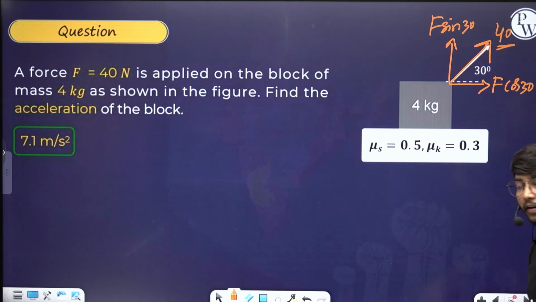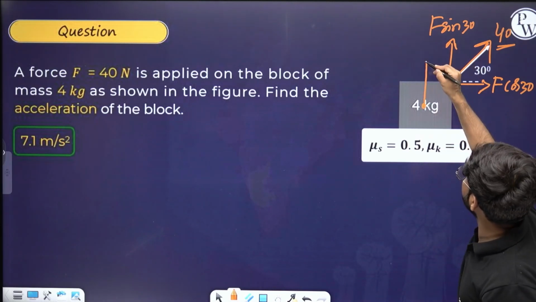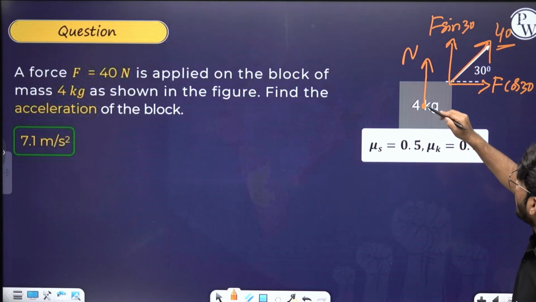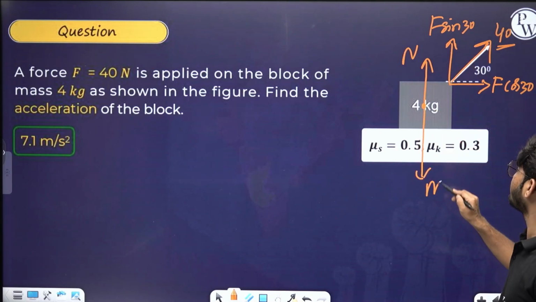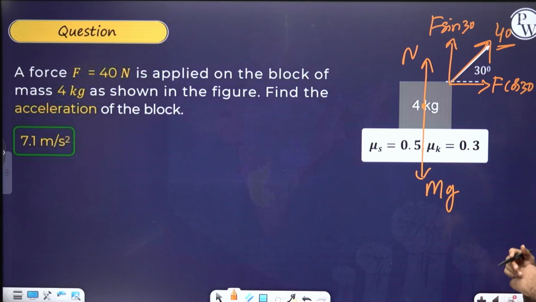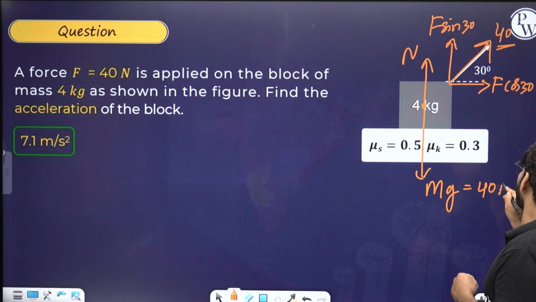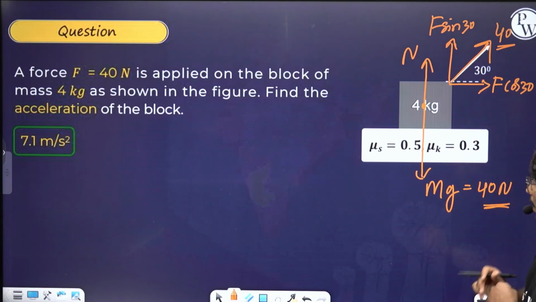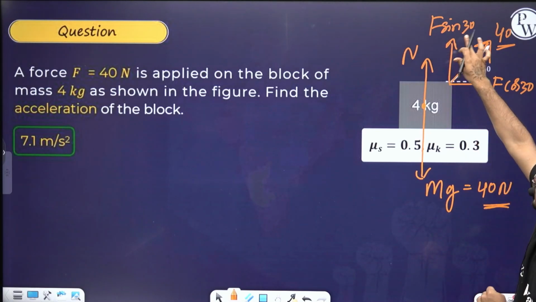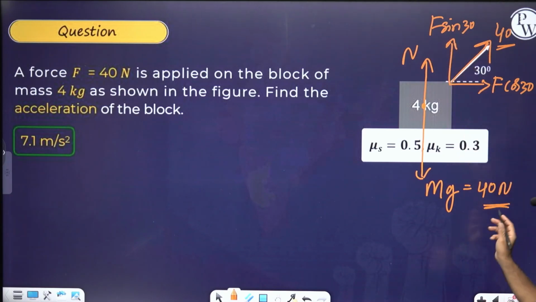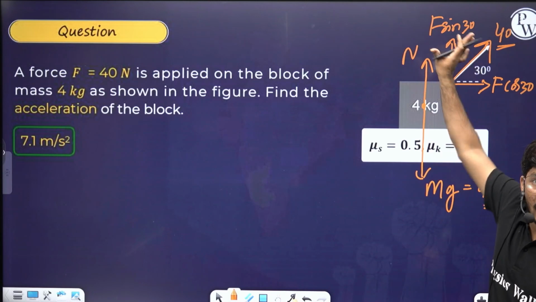Since the block is on the surface, there is a normal reaction acting upwards. Correct? Normal reaction acting upwards and its own weight mg acting downwards. This weight mg is 4 into 10, which is 40 Newton. So if this F sin theta, which is F sin 30, is more than 40, then only the block will accelerate upwards.